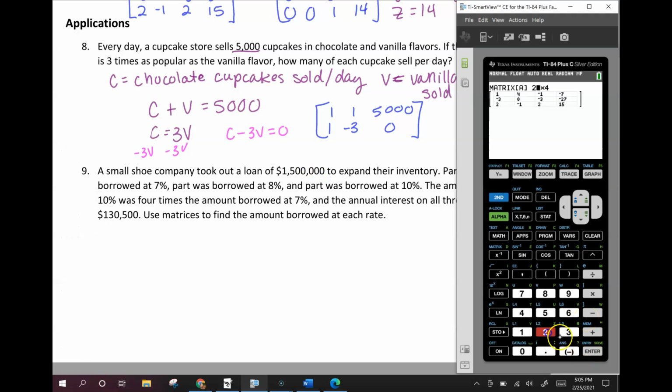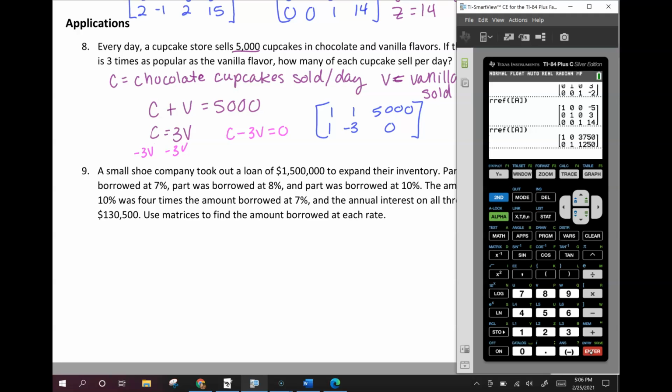Okay, this one is a 2 by 3, 2 rows, 3 columns. Okay, got my matrix, second quit. Now go to matrix again, over to math. And then up to RREF. Go to matrix one more time, get your matrix, and hit enter.